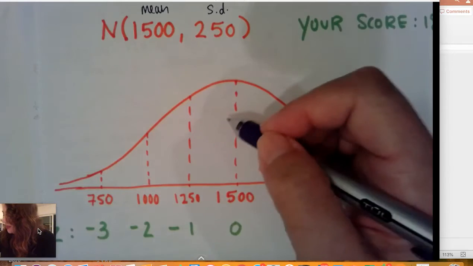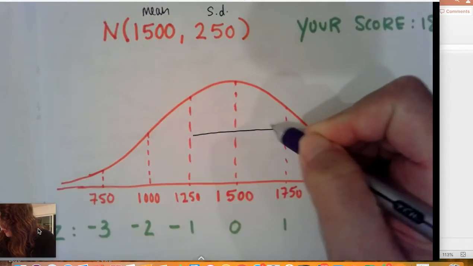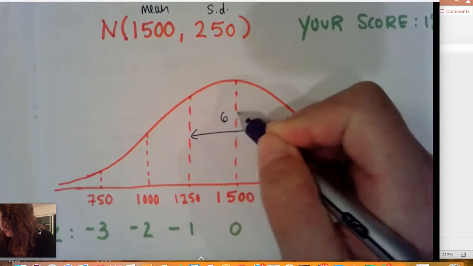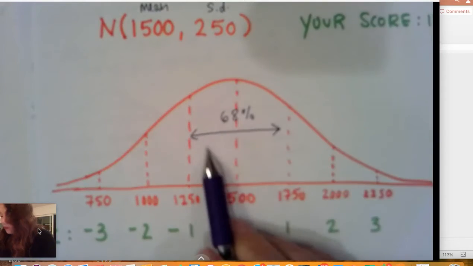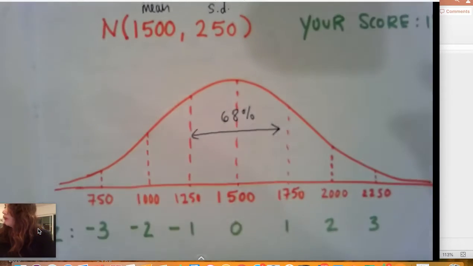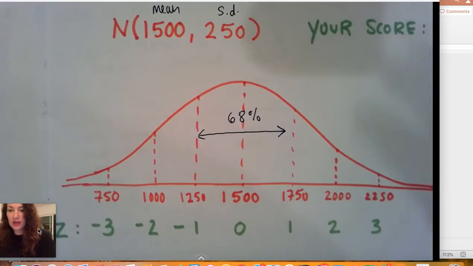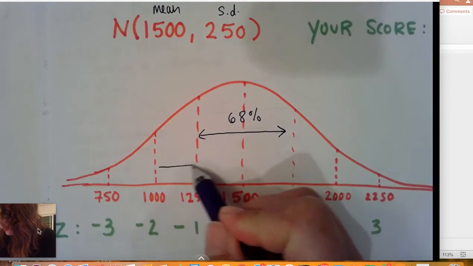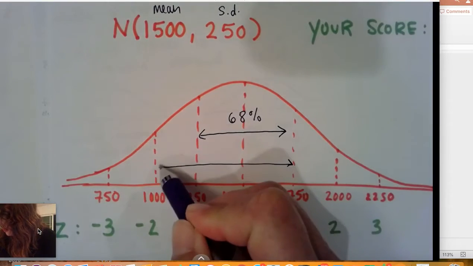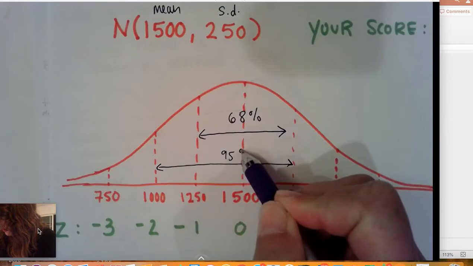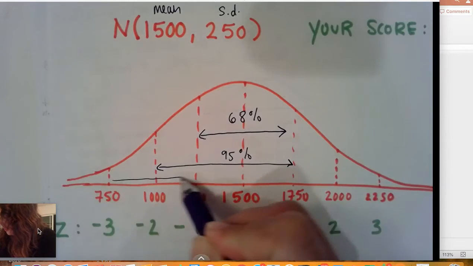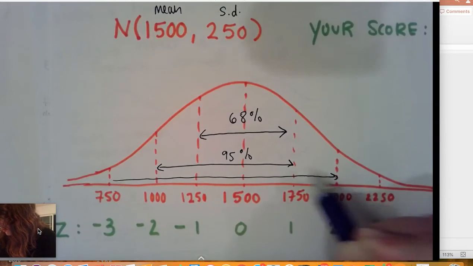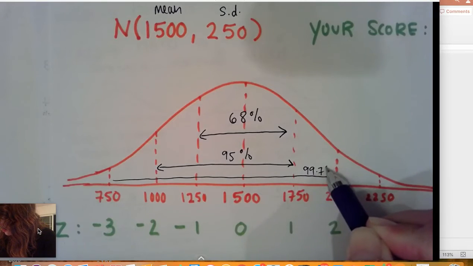And keep in mind that 68% of our observations are 1 standard deviation right and left of the mean. We have 95% are 2 standard deviations of the mean, and 99.7% are 3 standard deviations of the mean.